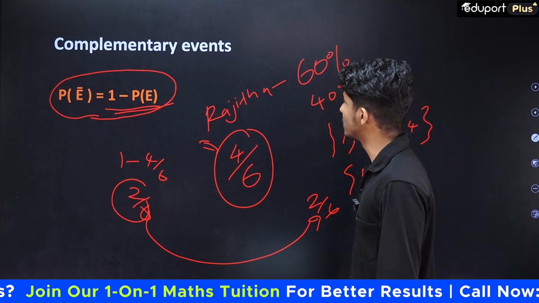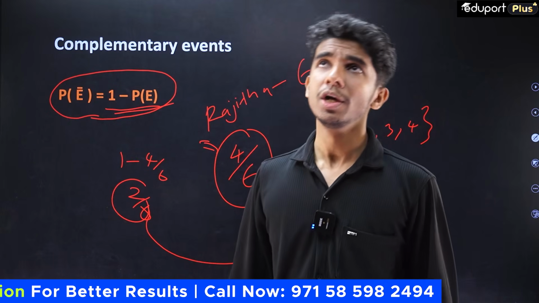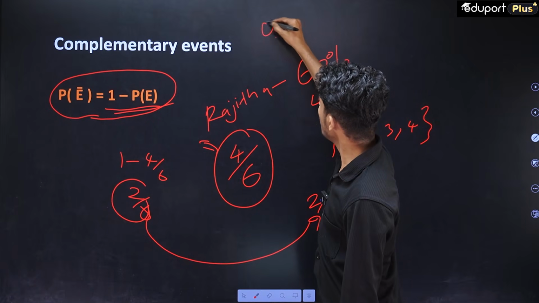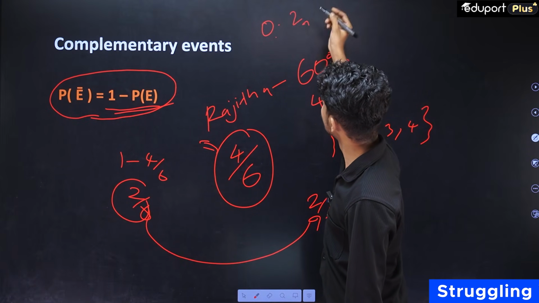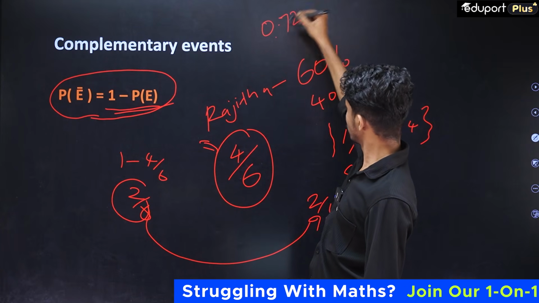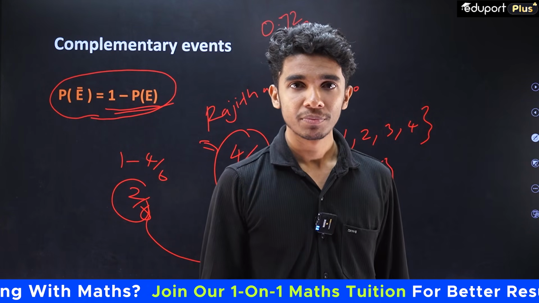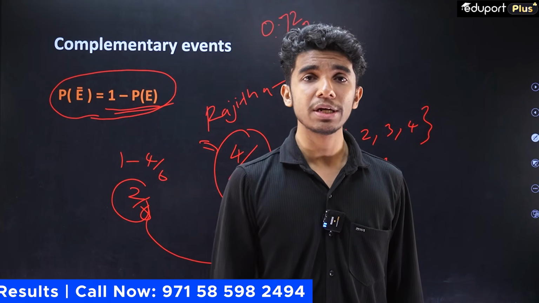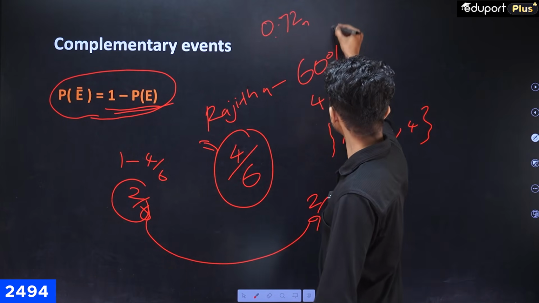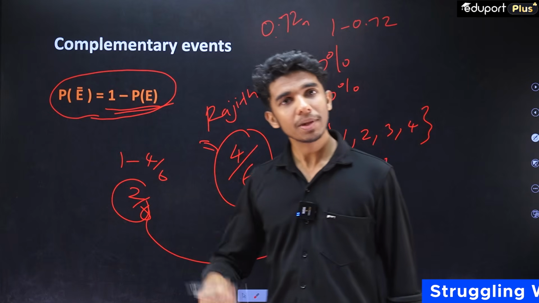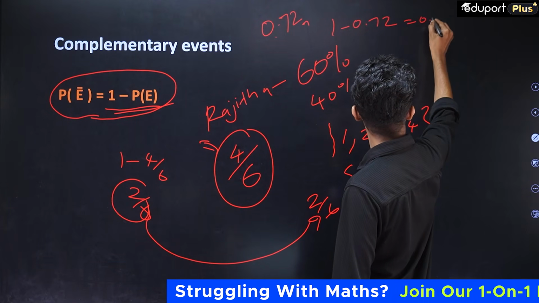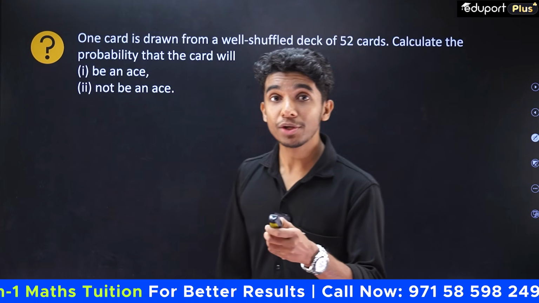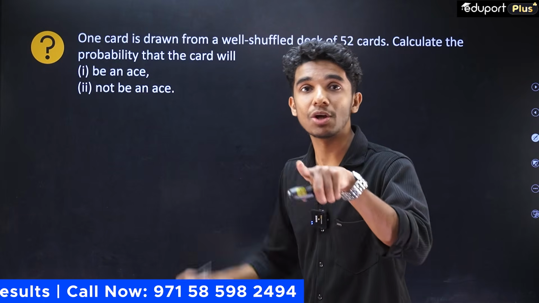Okay, suppose in your exams you are asked to find the probability of a student not passing, and the probability of passing the student is 0.72. What will be the probability of the student not passing the exam? 1 minus 0.72. It will be 0.28.